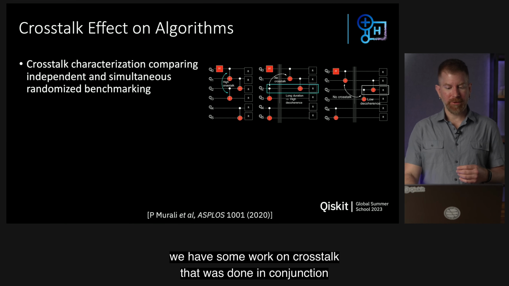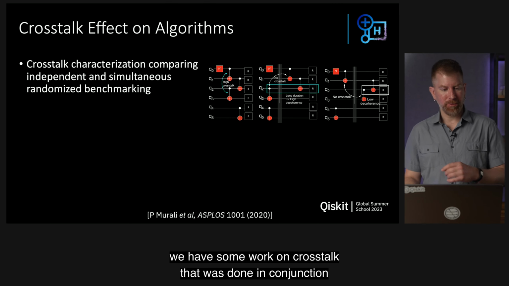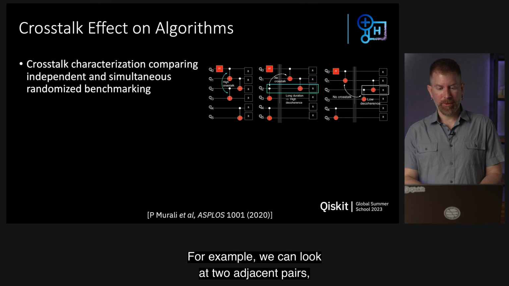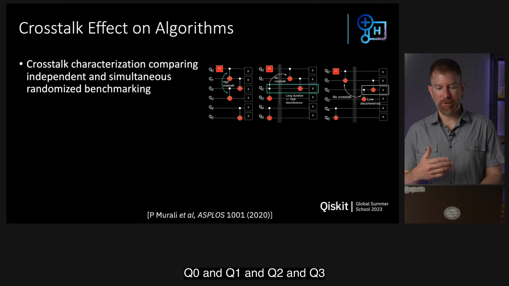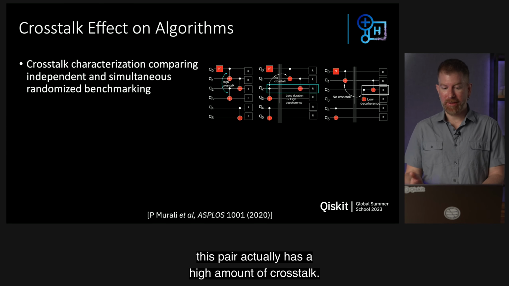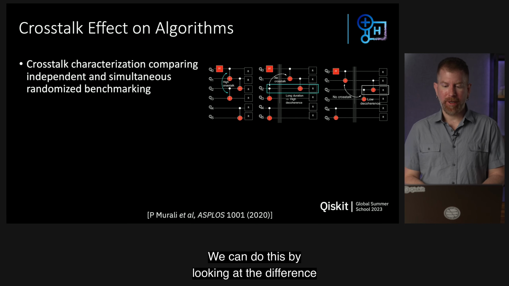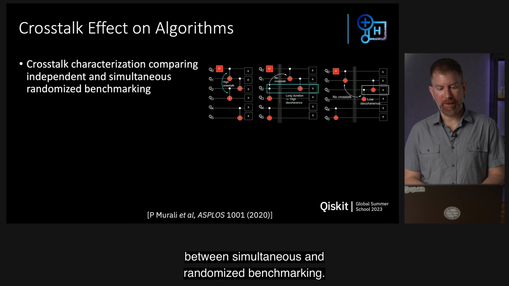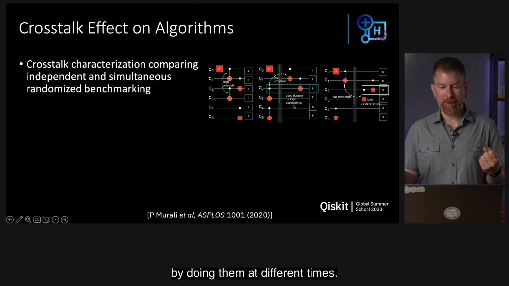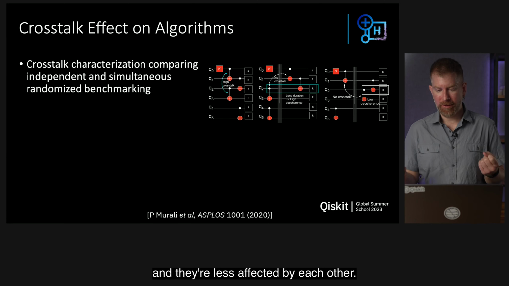For example, we have some work on crosstalk that was done in conjunction with Princeton University where we characterized these kinds of things. For example, we can look at 2 adjacent pairs, Q0 and Q1, and Q2 and Q3, and we can measure the amount of crosstalk that happens between those qubits. And we see that this pair actually has a high amount of crosstalk. We can do this by looking at the difference between simultaneous and randomized benchmarking. So for example, we could separate these gates in time. By doing them at different times, we have less crosstalk and they're less affected by each other.